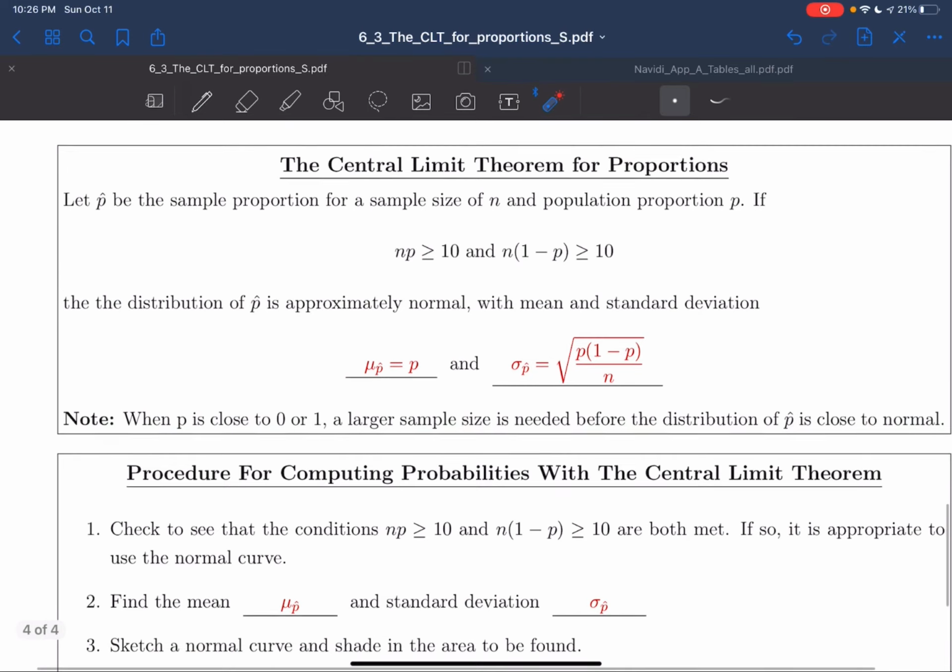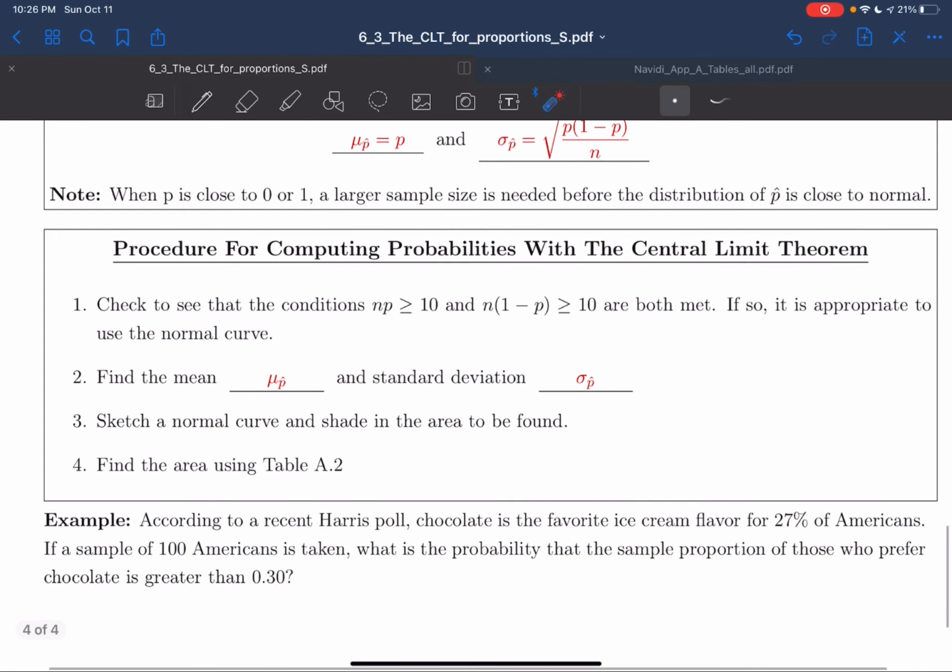Okay, so now let's talk about some of the procedures that we have to do in order to compute these probabilities using the central limit theorem. The first thing you want to check is whether all the conditions are met. If n times p is greater than or equal to 10, and n times 1 minus p is greater than or equal to 10, if they're both satisfied, then you can continue on. If even one of them does not satisfy, then you cannot compute these probabilities.